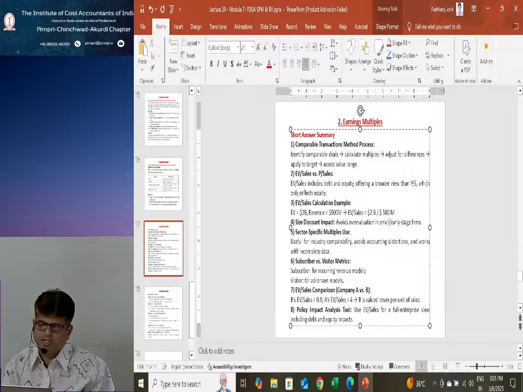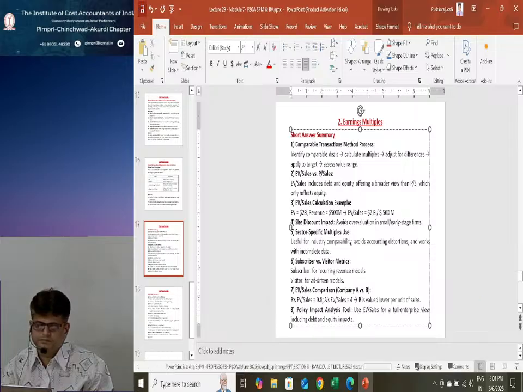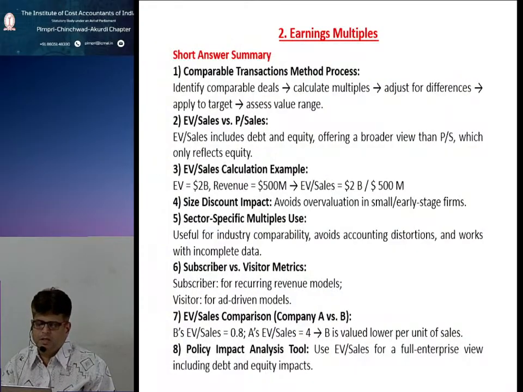Then fourth question deals with size discount impact, in that it avoids overvaluation in small or early stage firms. Fifth question deals with sector specific multiples uses. Useful for industry comparability, avoids accounting distortions, and works with incomplete data also.